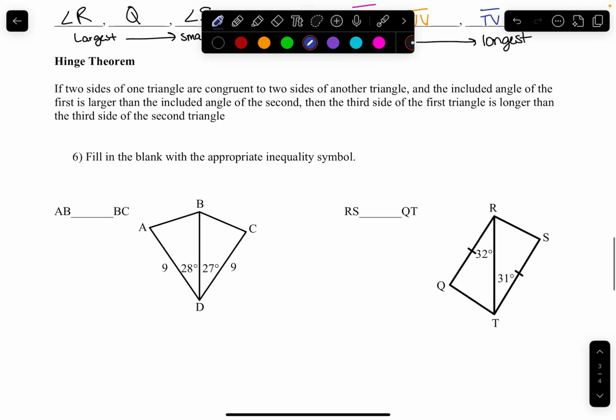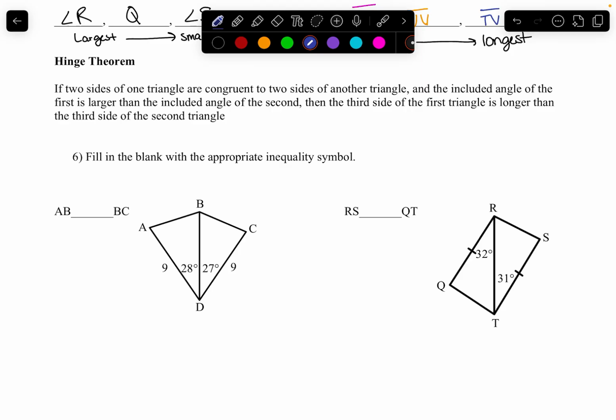The very last thing I have is something called the hinge theorem. It's going to say a lot, but I promise I'm going to make it easy for you. If two sides of one triangle are congruent to two sides of another triangle and the included angle of the first is larger than the included angle of the second, then the third side of the first triangle is longer than the third side of the second triangle.